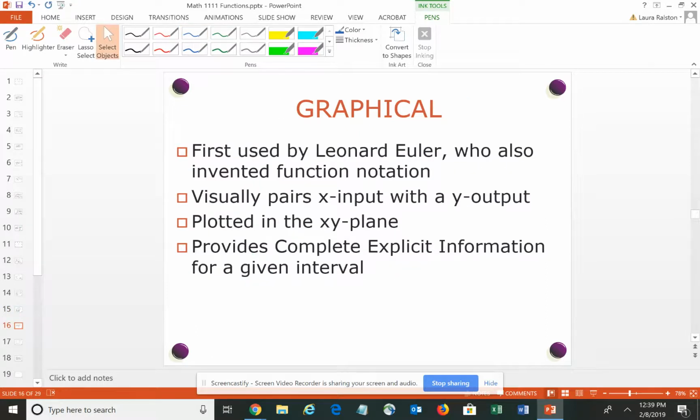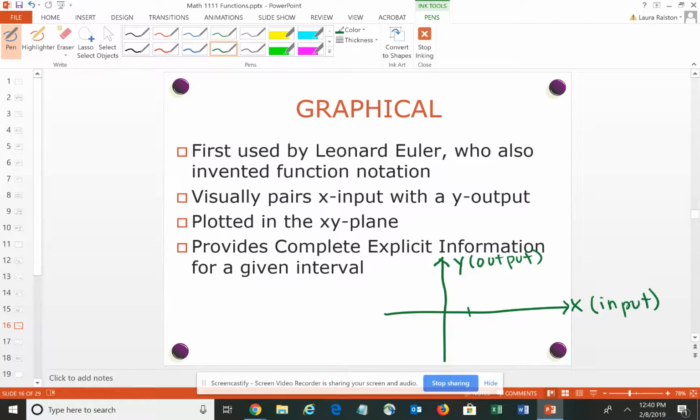Fourth, is the graphical representation. The graphical representation was first introduced by a mathematician who was named Leonard Euler. He also invented the function notation that we talked about earlier. And again, it actually visually compares or pairs your X and Y values, and we actually would show them plotted on our good old everyday grid system where you have the horizontal number line, which represents your X or your input, and the vertical represents your Y or your output.